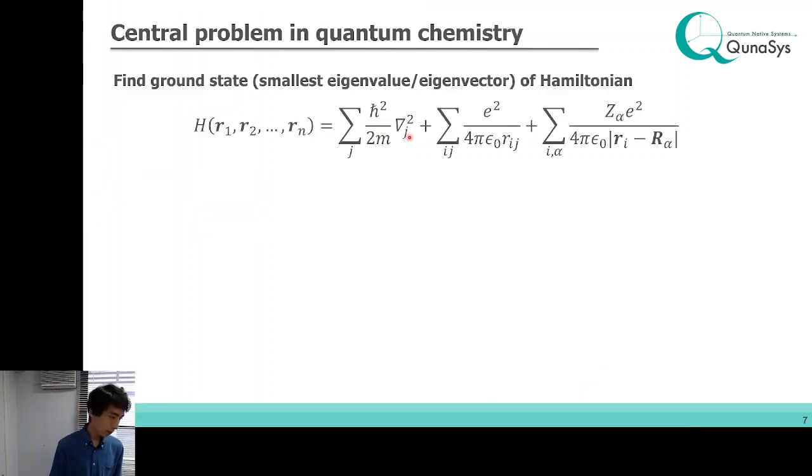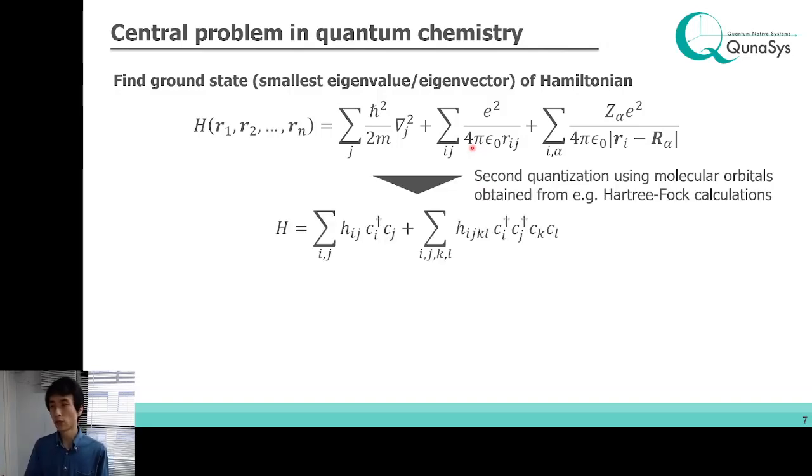The central problem in quantum chemistry is to find the ground state of the Hamiltonian, which means we want to find the smallest eigenvalue and eigenvector of this operator. This is the initial Hamiltonian, which has n electrons inside, and this is a kinetic energy term, this is an interaction term, and this is a potential term. But this stands for a continuous operator, so we have to discretize it to use it on the quantum computer.